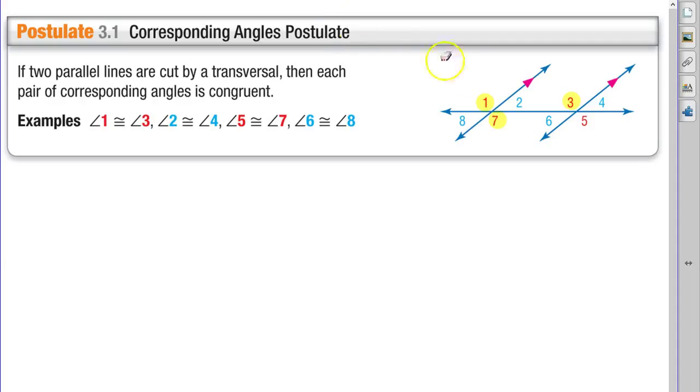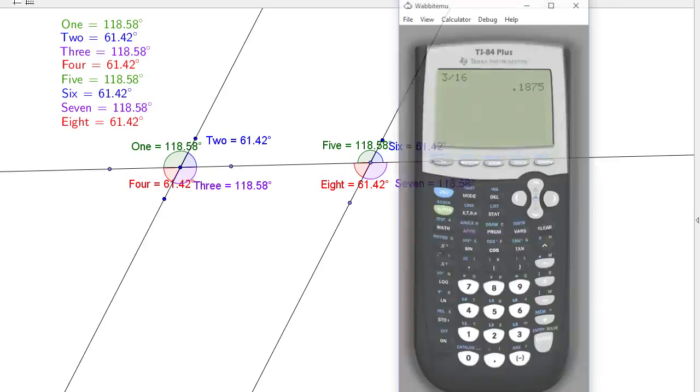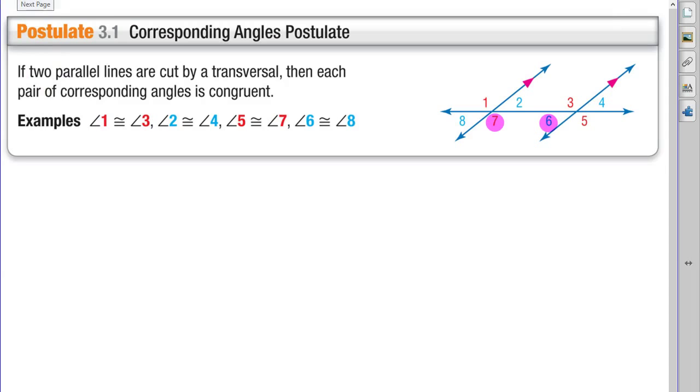The last one, besides corresponding, alternate interior and alternate exterior that are congruent, really aren't congruent. What they are is the consecutive interior angles. And unfortunately, they're not congruent, but the consecutive interior angles do hold a special relationship. If you look at 7 and 6, if I take, in my calculator real quick, I should have set this up in the drawing, but I didn't. If I add 118.58 plus 61.42, hey, look at that. The consecutive interior angles aren't congruent, but they are supplementary. And other than one theorem, that's it for the entire chapter. Or section, sorry, that's it for the section.